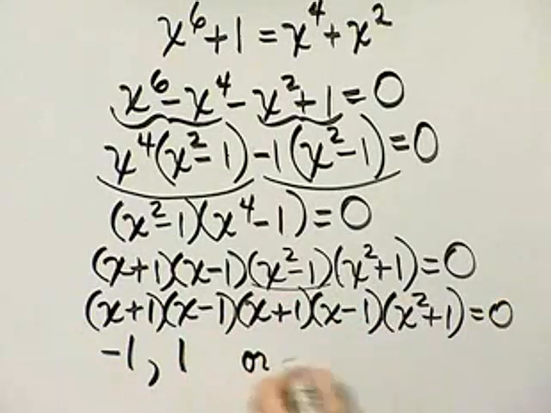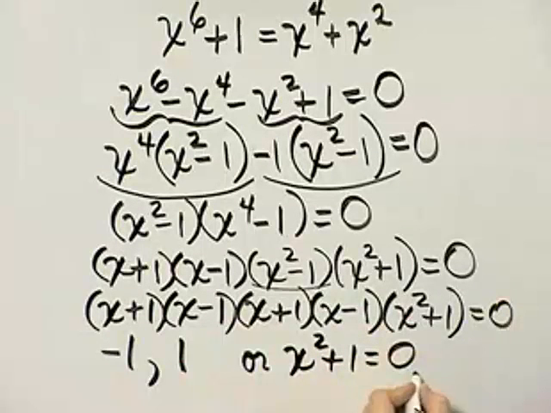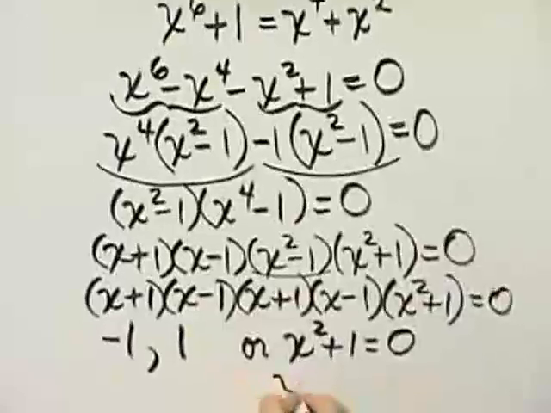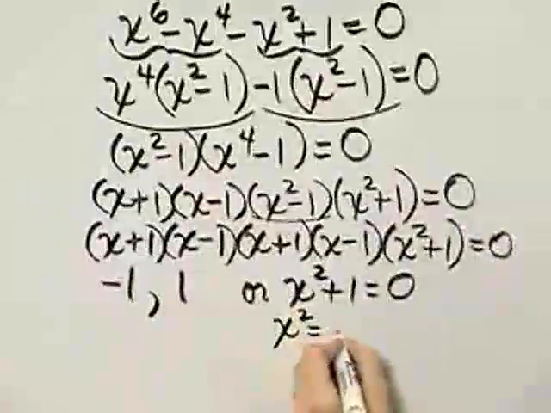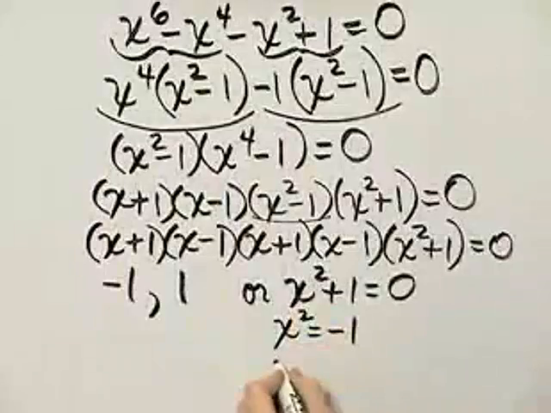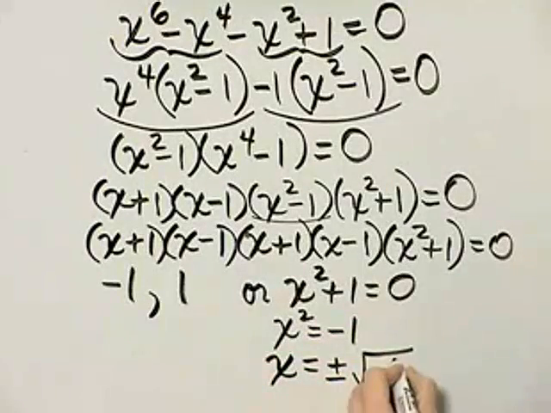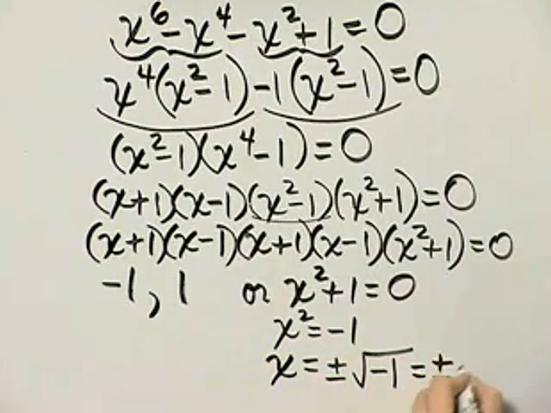Now, we should set x squared plus 1 equal to 0, because then what happens? We have x squared is equal to negative 1, and then using the square root property, x is equal to plus or minus the square root of negative 1, which is plus or minus i.